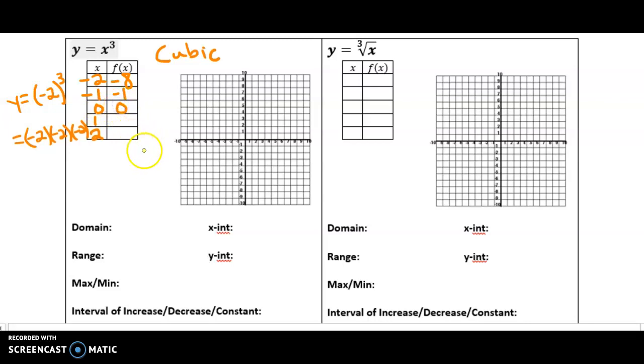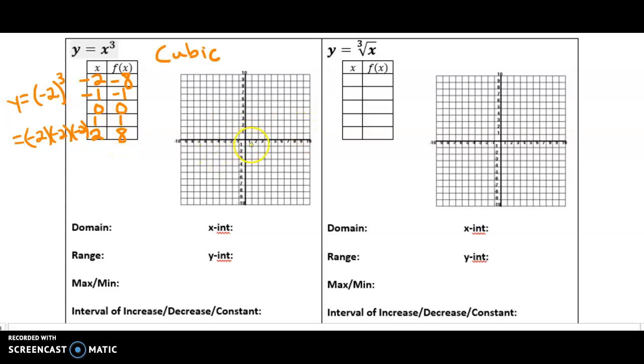And again, if you're struggling to see exactly where I'm getting these points, you are totally free to use your calculator and literally plug in -2 cubed or 0 cubed. But I'm going to go ahead and continue. 1 cubed is 1. 2 cubed is 8, right? We just did that work, but it's going to be positive now.